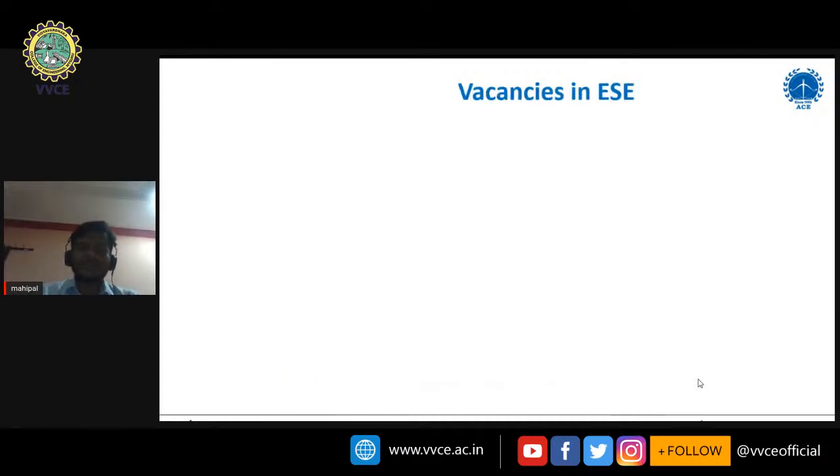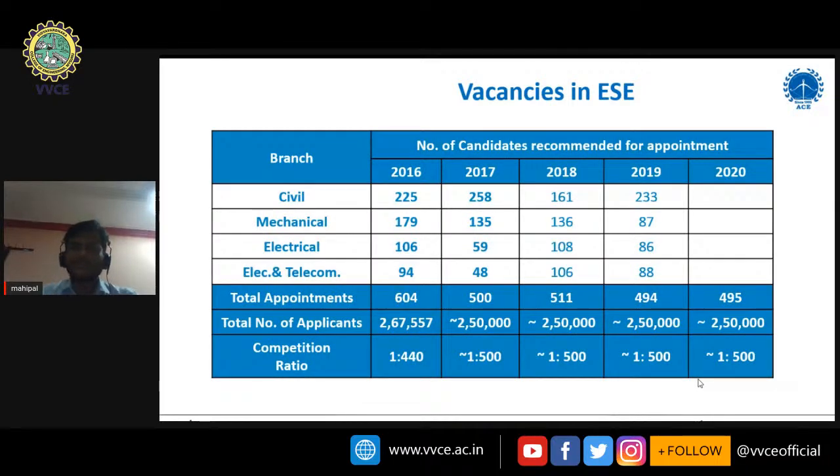But what is important to understand is the vacancies. How many vacancies are available? If you see the last 4 years of examinations and appointments, the average appointment is around 500. 500 jobs are available, and how many people are competing? 2.5 lakhs. That means out of 500 students, one student is going to get the job. Now, it may look very difficult for many students, and they lose heart and don't even prepare for this examination. My suggestion is never lose your heart, never lose your confidence.